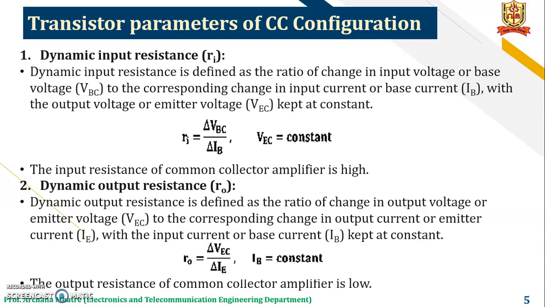Next is the dynamic output resistance. The dynamic output resistance is defined as the ratio of change in output voltage or emitter voltage to the change in output current or emitter current IE with the input or base current IB constant. The output resistance of a common collector amplifier is low.